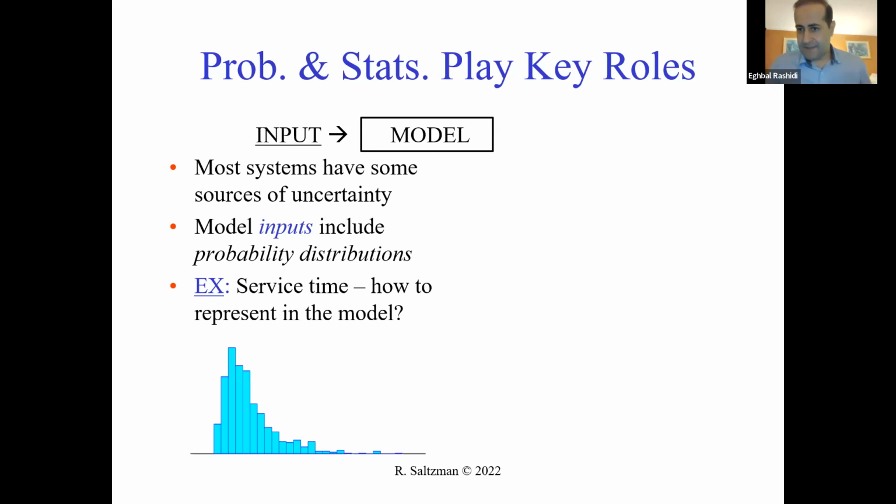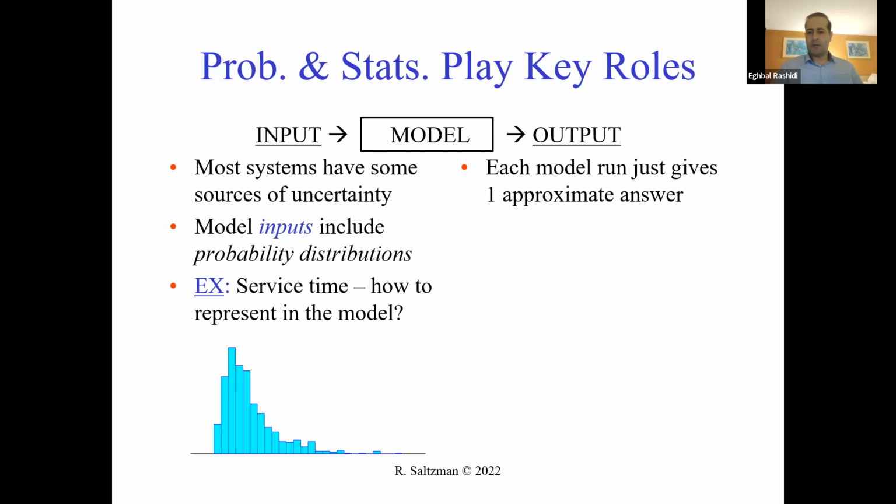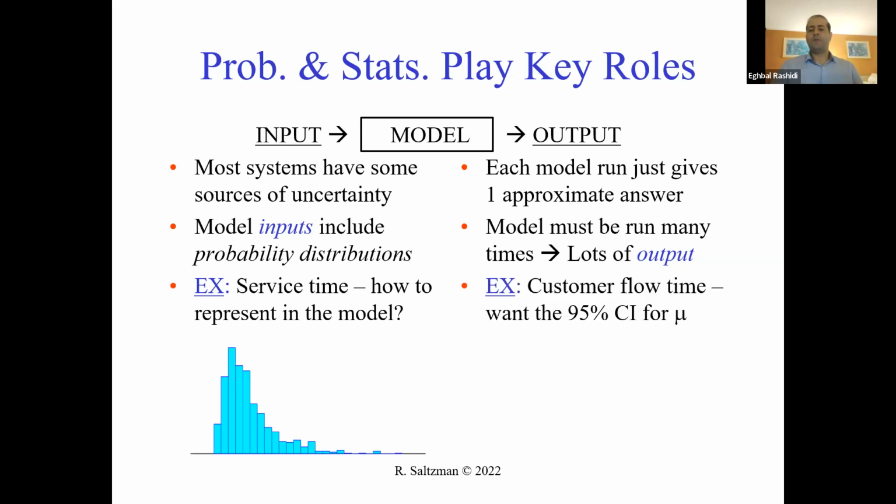And we put these as input to our model, and the model is going to generate the output that we are interested in. Each model has to be run a couple of times or many times to produce lots of outputs, and then use the statistics to study them, like take the average of them, take the standard deviation of them, and produce confidence intervals or a distribution for them. For example, customer flow time, wanting the 95% confidence interval for the average of service time. And say it's kind of like a bell-shaped normal distribution like this, just an example.